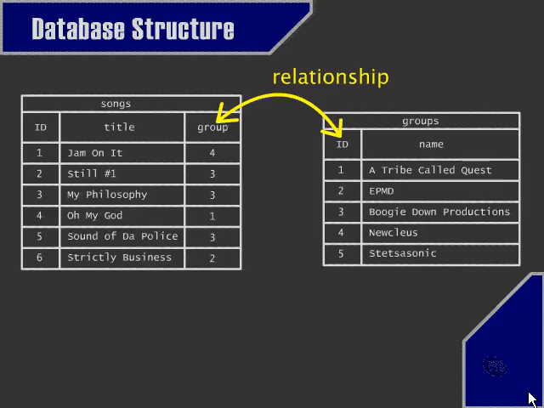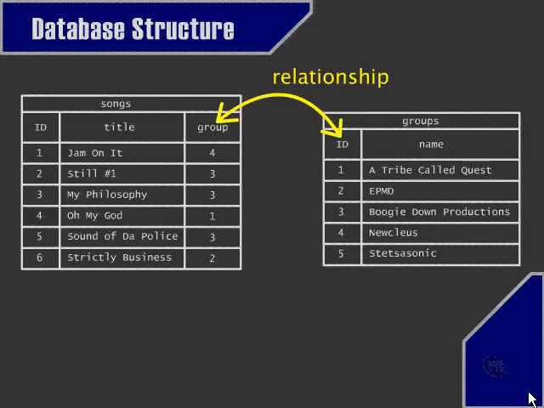So for instance, Still Number One, My Philosophy and Sound of the Police are all tracks by Boogie Down Productions, but there's no need for us to store the name of the group 3 times, or however many times we have songs within the songs table. That is redundant and can cause all kinds of errors, as we saw in the last movie with the misspelling of the name.